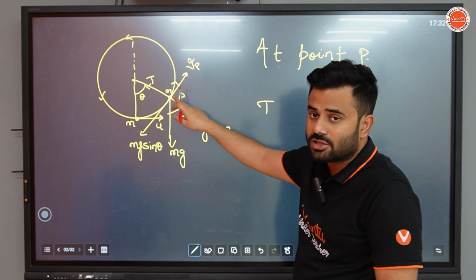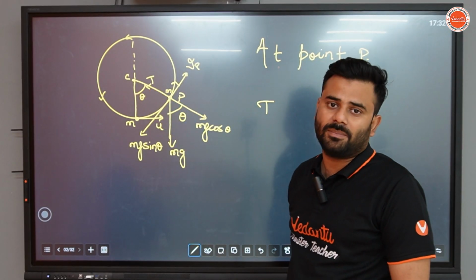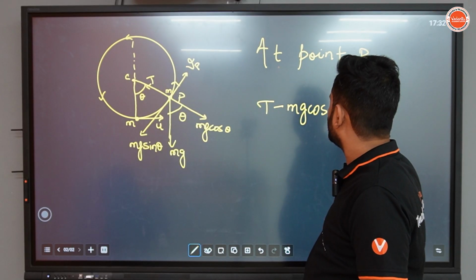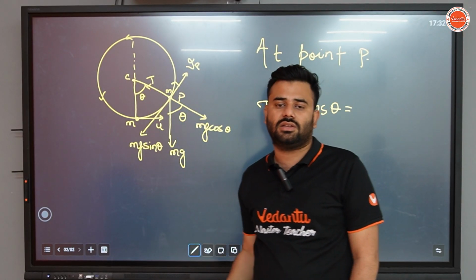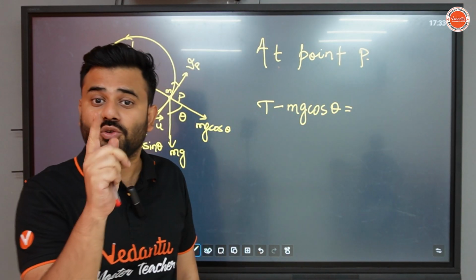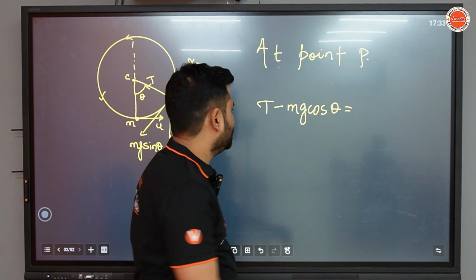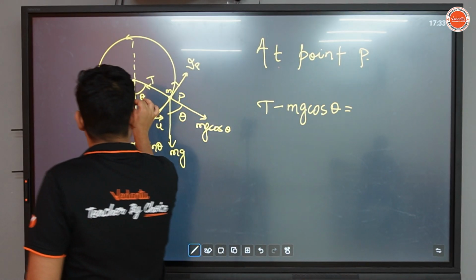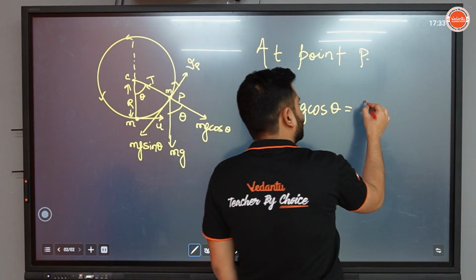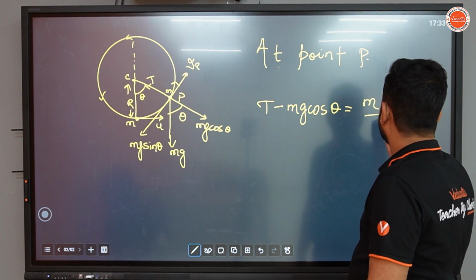If I ask you, what is the net force on the particle towards the center? That is tension minus mg cos theta, the net force towards the center. Net force towards the center is called centripetal force. Do you remember the formula for centripetal force? That is mv square by r. Here the radius of this circular path is r. So m into v square, what is the velocity at this point? Vp square divided by r.